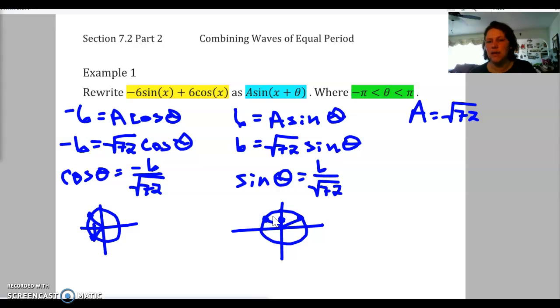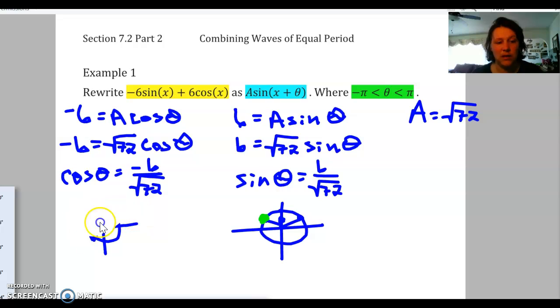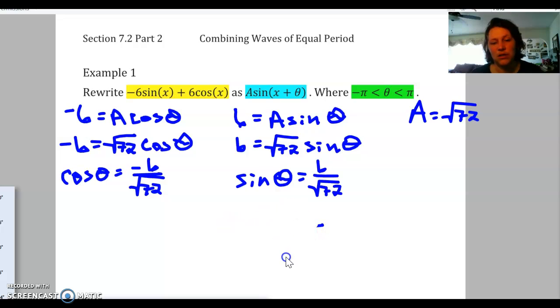However, I need my theta to be the exact same for both sine and cosine. So if you notice in our unit circles, this and this here will give me the exact same theta. So when I do these answers, I know I need to be in quadrant 2. So remember this as we go. Our solution needs to be in quadrant 2.